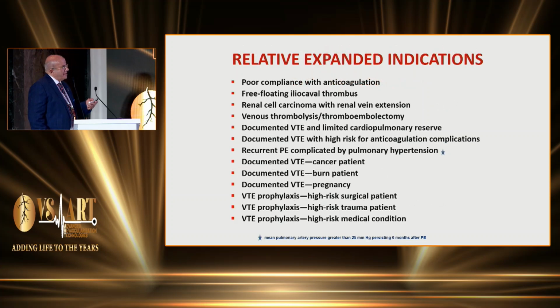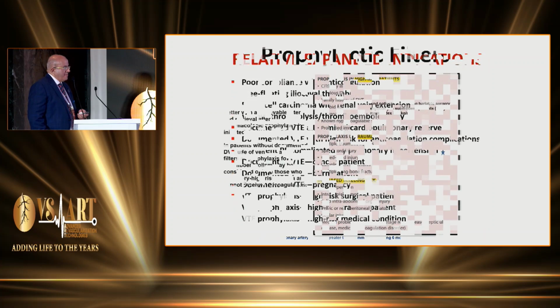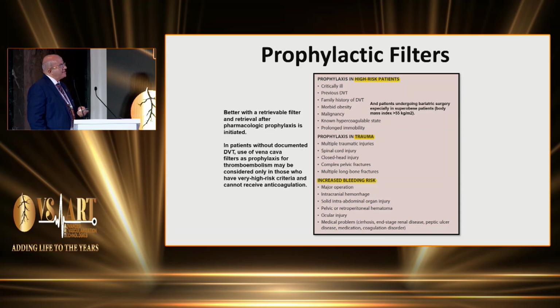And the relative indications of the filter: poor compliance with anticoagulation, free-floating iliocaval thrombus, renal cell carcinoma, venous thrombolysis or thrombectomy, documented VTE with high risk of anticoagulation complication, recurrent pulmonary embolism complicated by pulmonary hypertension, documented VTE in a cancer patient or pregnant patient, prophylaxis of high-risk surgical patients, high-risk trauma patients, and high-risk medically ill patients. This is the prophylaxis filter for high-risk patients in the ICU and in trauma patients.